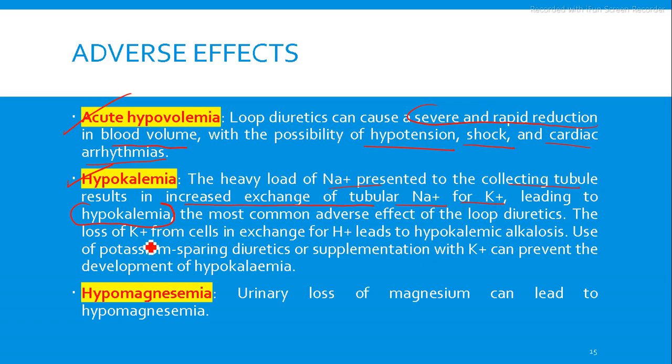The loss of potassium from the cells in exchange for hydrogen leads to hypokalemic alkalosis. Use of potassium sparing diuretics or supplementation with potassium can prevent development of hypokalemia. So when we are giving the loop diuretics to the patient, it is usually suggested that the patient should take potassium supplementation like eating bananas, which are a rich source of potassium, or alternatively they can opt for the potassium sparing diuretics, which we will be studying in detail in the next few slides.